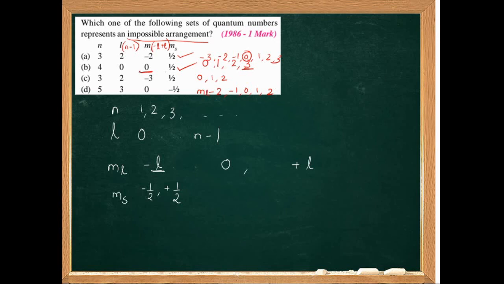Okay, but if you see the value is -3, -3 is not included in this. So this is not an acceptable quantum number. So this is an impossible arrangement and this is our right option. Similarly we can do this for the fourth, and definitely the fourth option will also satisfy. So I leave the fourth option up to you. You can verify for yourselves.